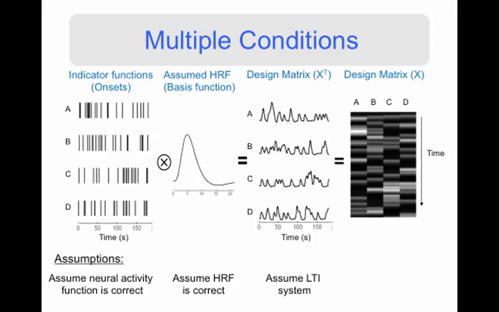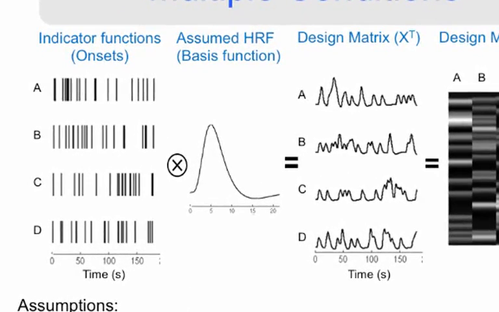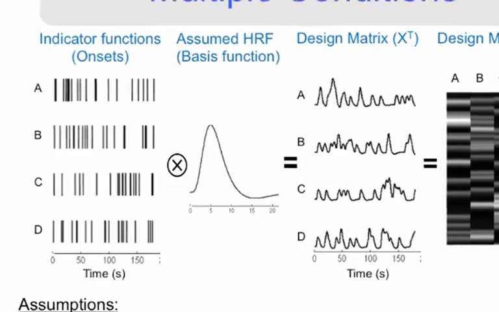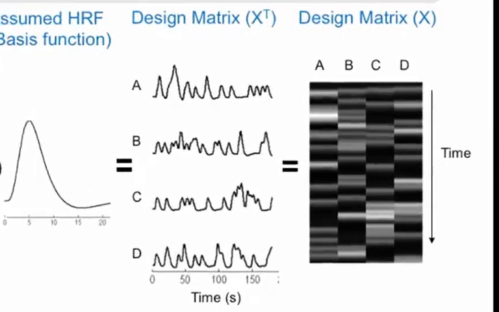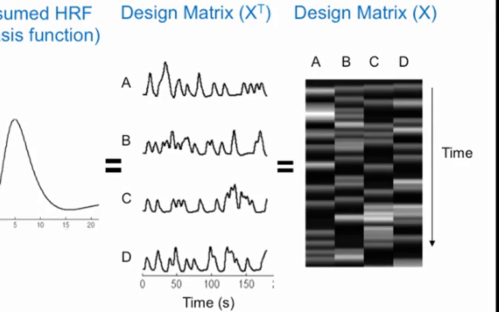Now, this can be extended to multiple conditions. So let's say that we have 4 different conditions that we seek to compare. Let's say that we have a thermal pain experiment where we apply heat at different temperatures. And so condition A is at low temperature, and B, C, and D are at increasingly higher temperatures. And let's say that they're applied at different time points, like we see here on the left. Now, we could take each of these onset times for each of these 4 conditions, convolve them with the HRF, and get 4 different predicted BOLD responses, 1 for each condition.